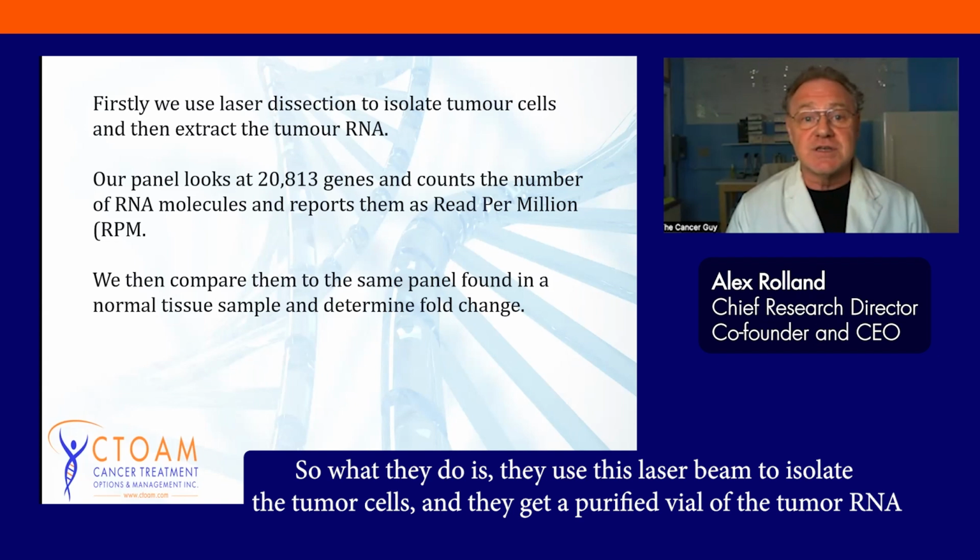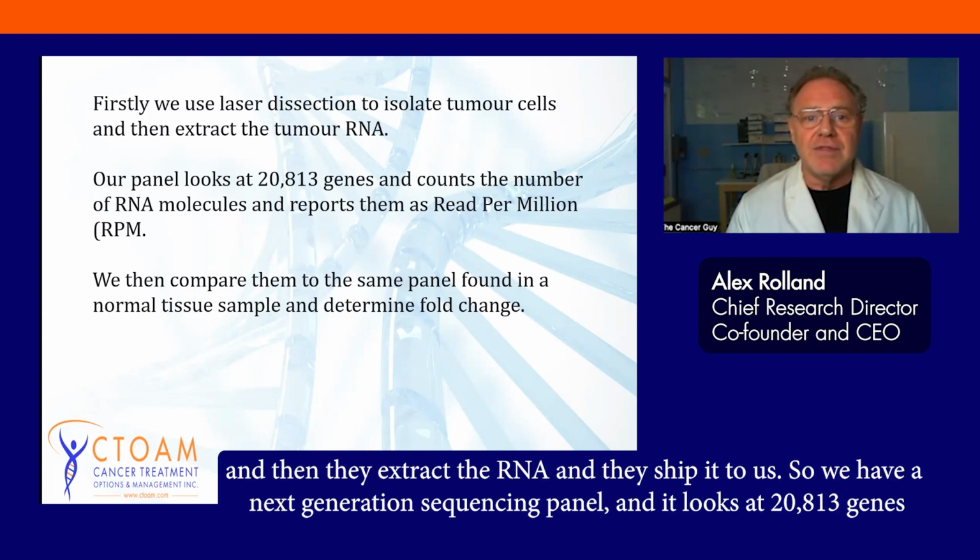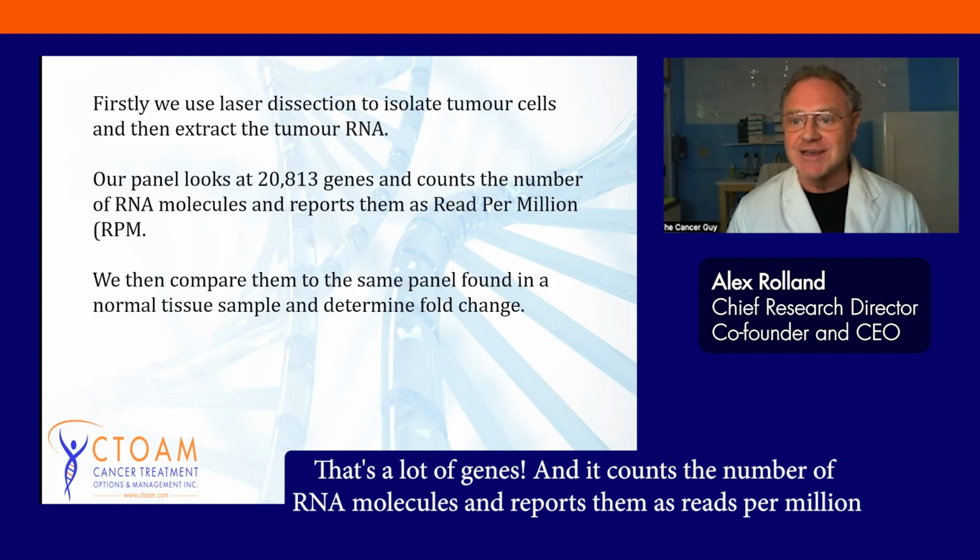And so what they do is they use this laser beam to isolate the tumor cells, and they get a purified vial of the tumor RNA. And then they extract the RNA and they ship it to us. And so we have a next generation sequencing panel, and it looks at 20,813 genes. That's a lot of genes. And it counts the number of RNA molecules and reports them as reads per million.